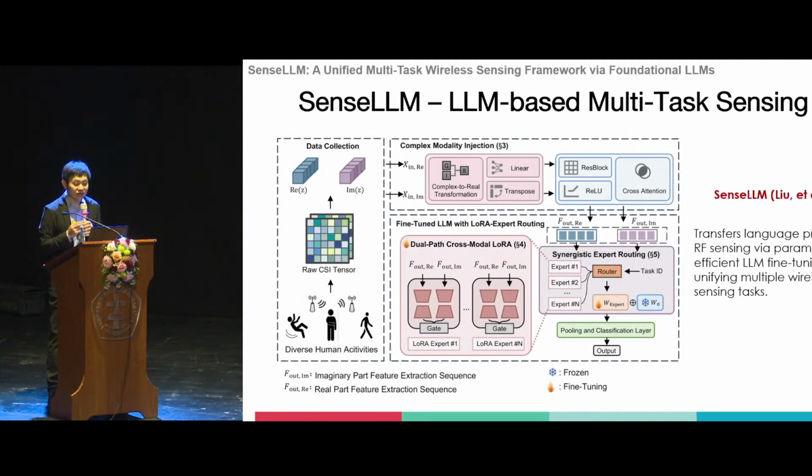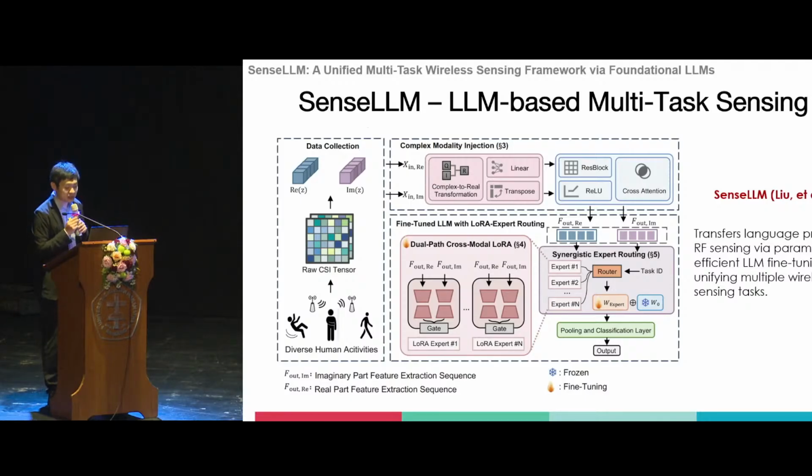Concretely, first we need to align the modalities. CSI is a complex valued sequence, so we cannot feed it directly into the LLM. So we split the real and the imaginary parts, apply simple feature transformers, and make the two streams aligned. Then we map them into sequence embeddings that the LLM can understand. This is like turning RF signals into embeddings in the LLM's input space.